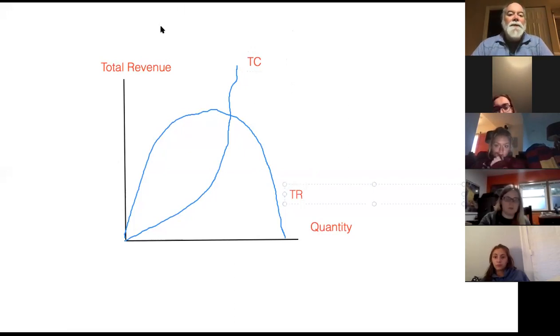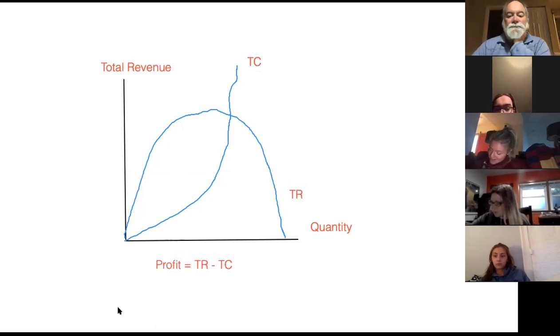If you remember, profit is total revenue minus total cost, right? So what that means is you literally look at the vertical distance. For every quantity, you look at the difference between total revenue and total cost. That difference is the profit. Okay, so let me give you an example.